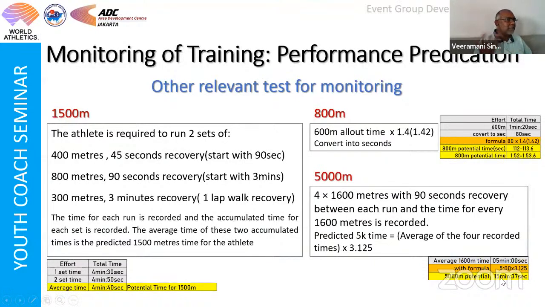So all these are basically what I call rough indications to monitor performance development. And of course, nothing beats actual race events. So when you go and compete, that gives the best result. But in the event you don't find competitions, you don't have opportunities to compete, this can become an alternative to help you keep track of training and then make necessary changes.